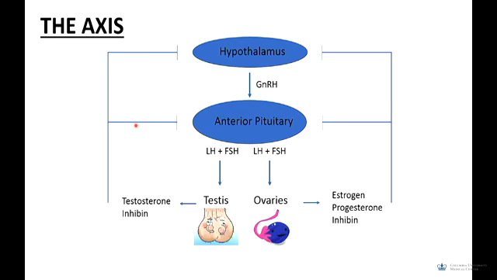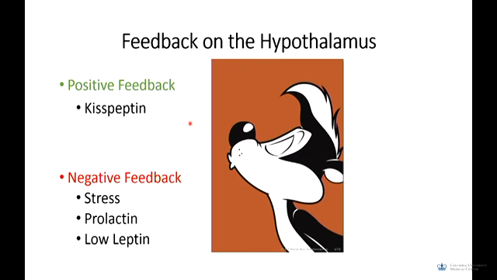And here we can already see that we're going to be looking at some feedback mechanisms, which Megan did a really great job of explaining before. So you see testosterone, estrogen, progesterone, inhibin all have negative feedback mechanisms. Just a quick note, inhibin really only acts on the anterior pituitary, which we'll see more later. But there are other feedback mechanisms in play in the HPG axis as well. We see positive feedback in kisspeptin, and that's made in the hypothalamus, and it's really important for signaling puberty. And then other negative feedback mechanisms are stress, prolactin, and low leptin.